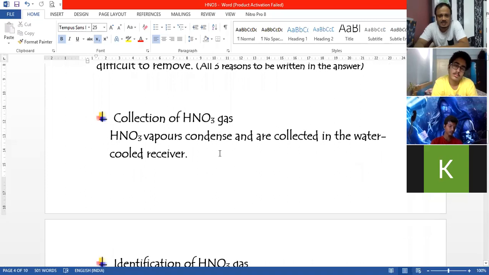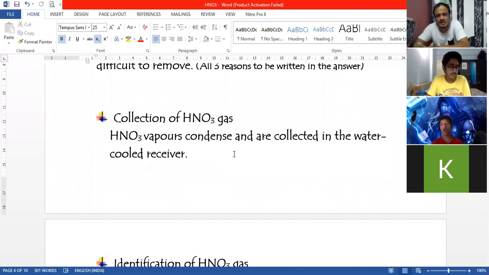Collection of nitric acid. This is very different from whatever we had done for HCl and NH3. If you remember, for HCl and NH3, we had to collect it over water, or make it undergo liquefaction. Here we are doing just a normal condensation process.